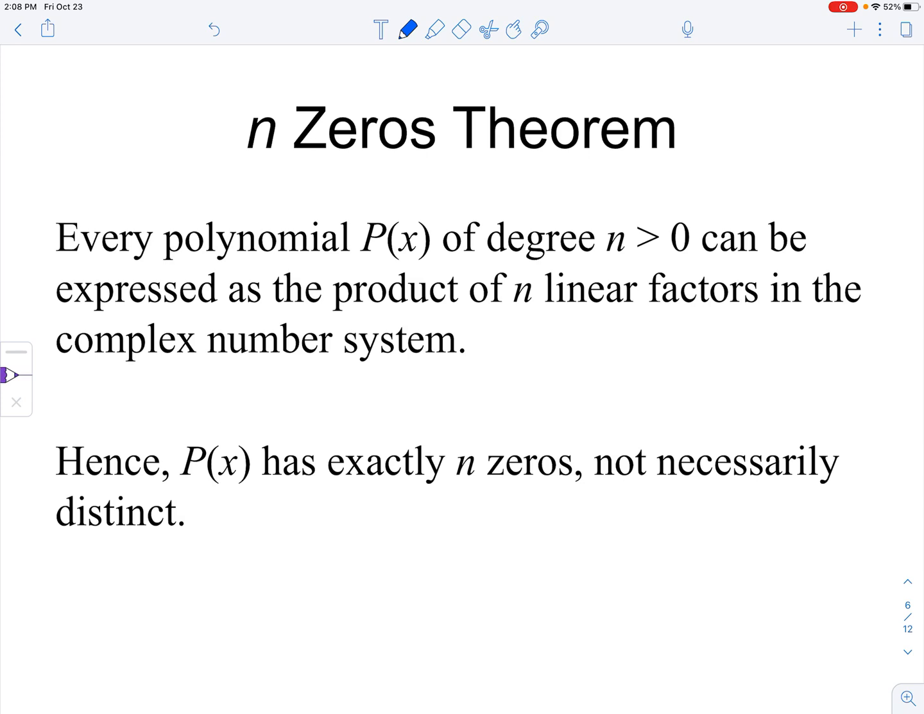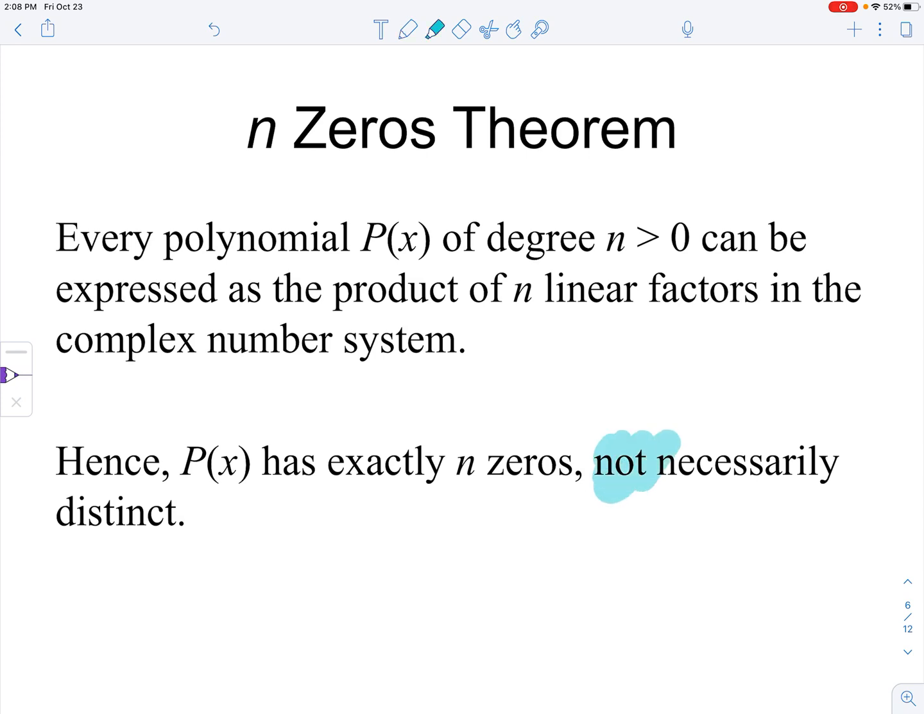A quadratic function, or a second degree polynomial, could be expressed as 2 linear factors, a product of 2 linear factors. A third degree polynomial, also known as a cubic function, could be represented as a product of 3 linear factors, and so on. So the n-zeros theorem tells us that p of x has exactly n zeros.